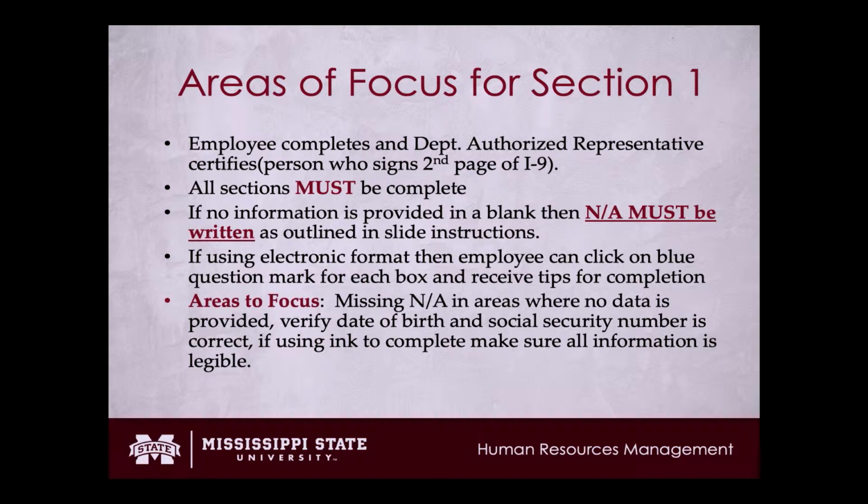If using electronic format, then the employee can click on the blue question mark for each box and receive tips for completion. Areas to focus on page 1 of the I-9 include missing NAs in areas where no data is provided. Verify the date of birth and social security number and make sure they are correct. And if using ink to complete, make sure all the information is legible.